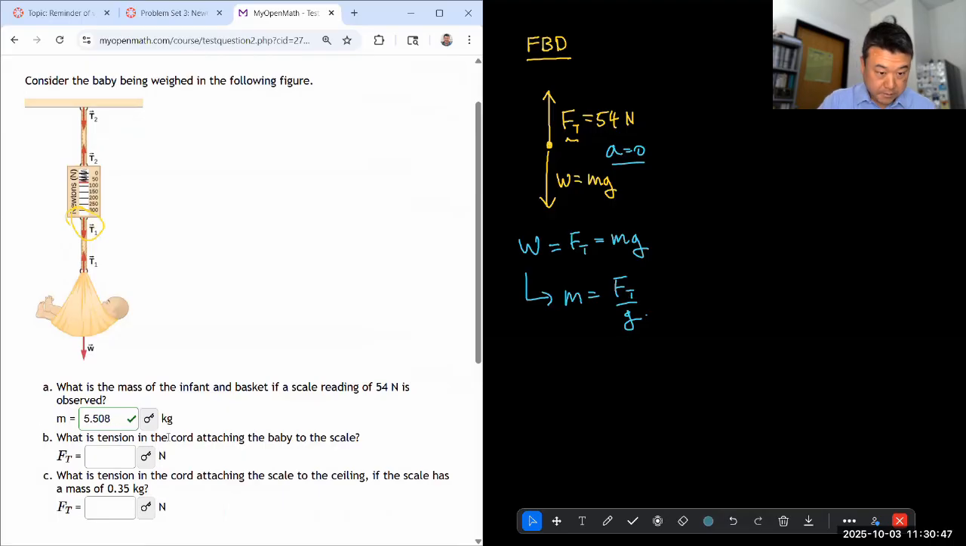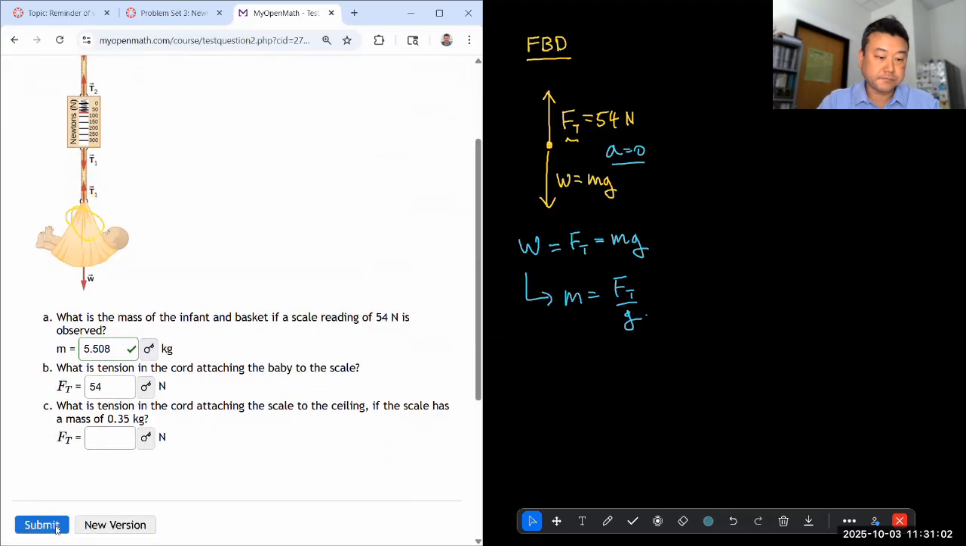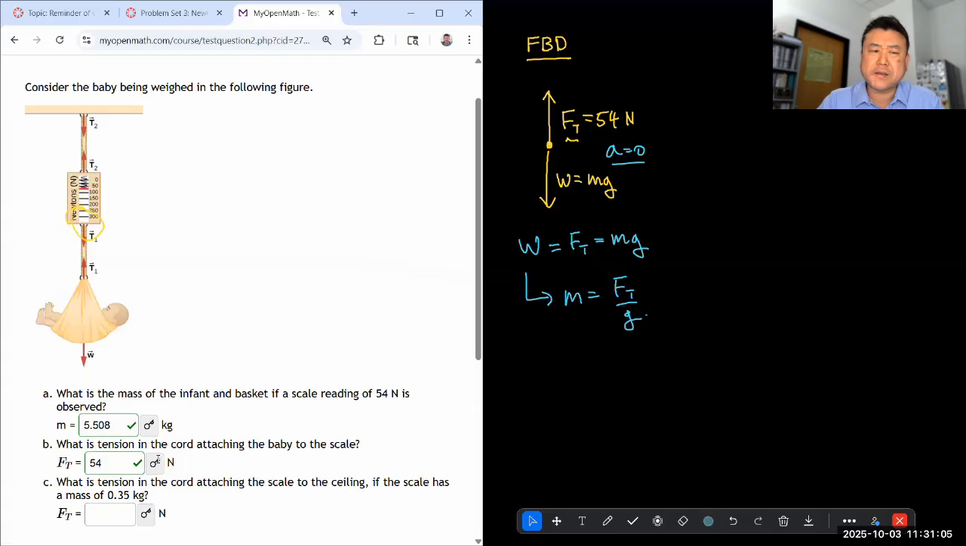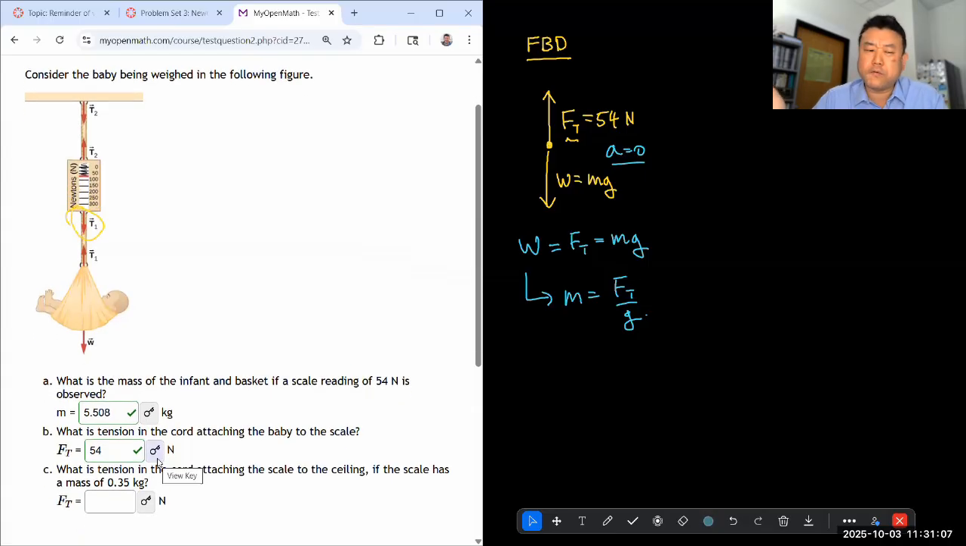What is the tension in the cord attaching the baby to the scale? Oh, I kind of said that it's already that, so that should be 54 newtons. I think most people can answer this intuitively, and I don't want to overcomplicate it.